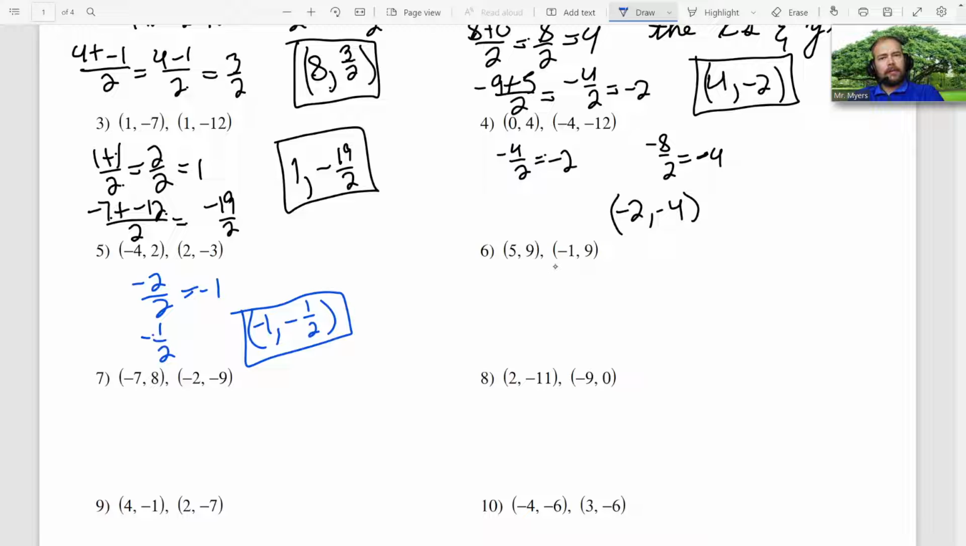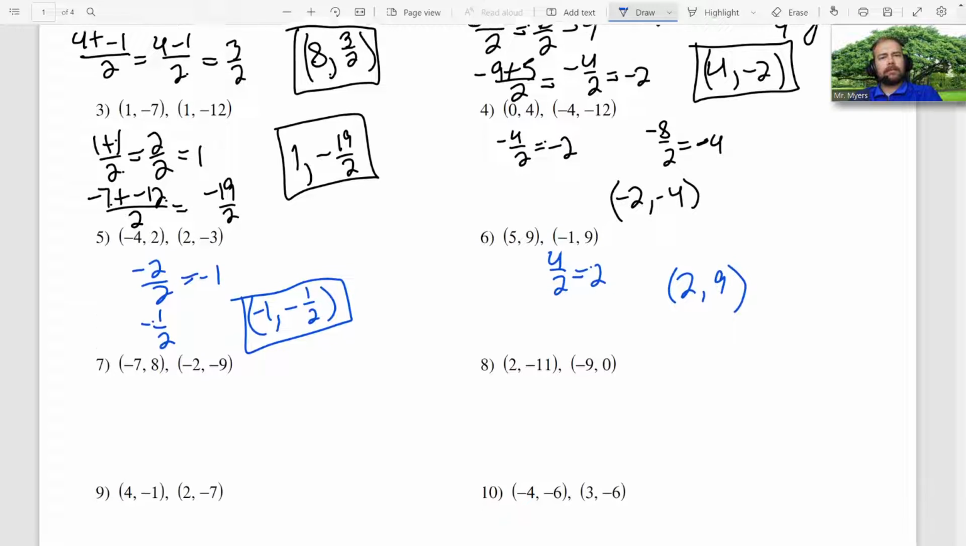5 minus 1 is 4. Over 2 is 2. And then 9s, right? So again with the 9s. So the answer is going to be 2, 9. The average of 9 and 9 is 9.